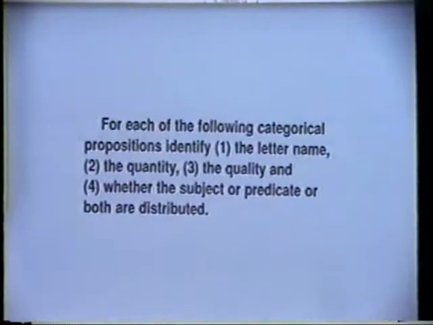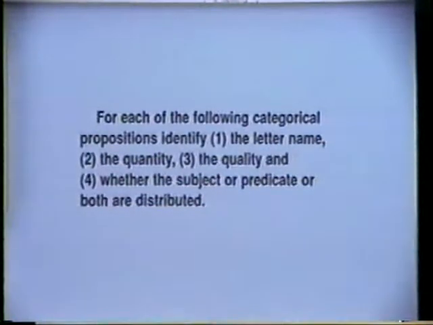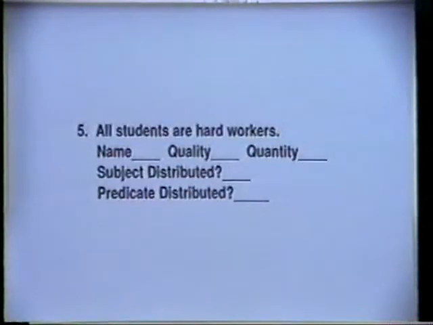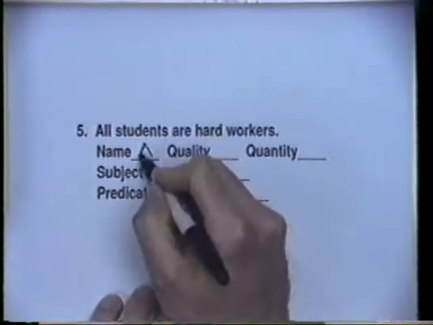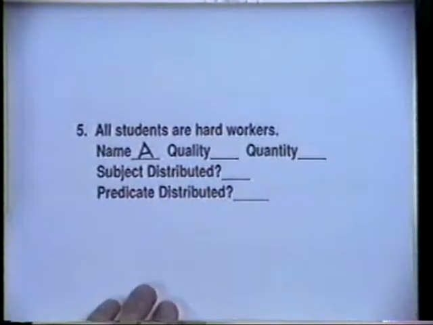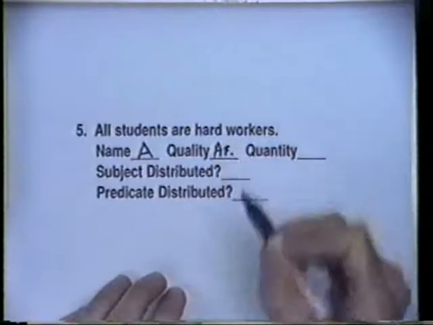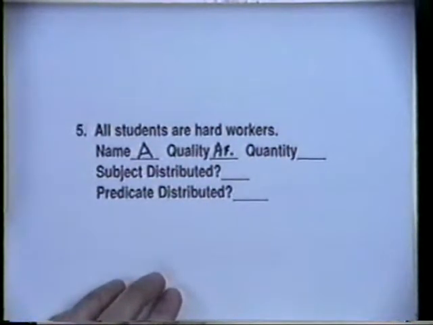For each of the following categorical propositions, identify the letter name, the quantity, the quality, and whether the subject or the predicate or both are distributed. All students are hard workers. The letter name of this statement is an A, because remember, A refers to any categorical proposition that begins with all. What about the quality? Is this an affirmative statement, or is it a negative statement? Well, it is a positive or affirmative statement because it's claiming that all students are members of the category hard workers. So it affirms the membership of the subject, students, in the class hard workers.